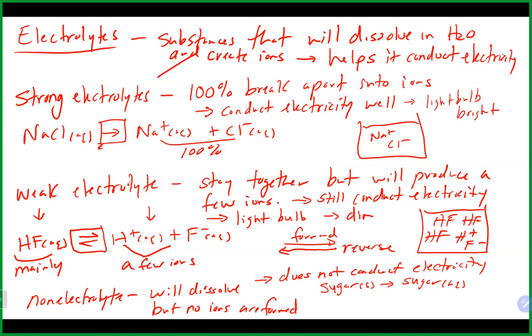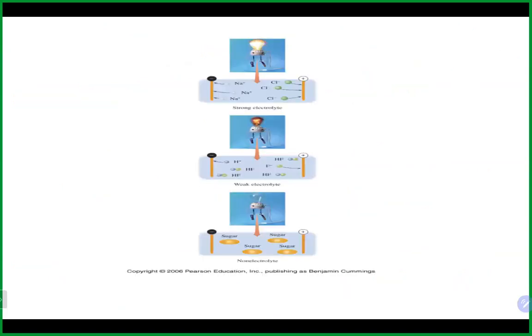So if you did the light bulb example, the light bulb would not go off. To sort of show that, here's a picture of the light bulb example. This is a strong electrolyte. You can see the light bulb goes off very brightly there because it's nothing but ions in the solution. One-way street, one-way arrow, all ions basically.